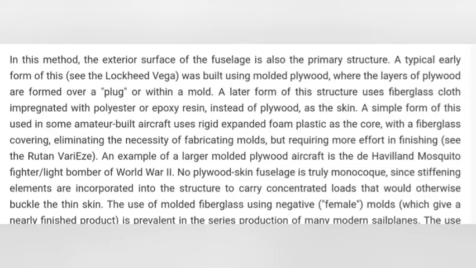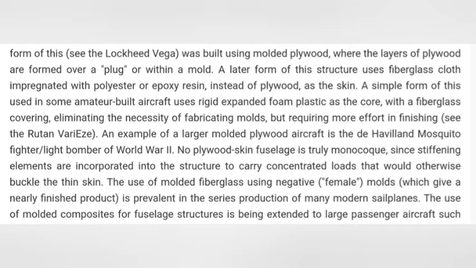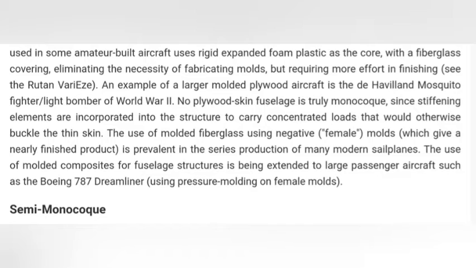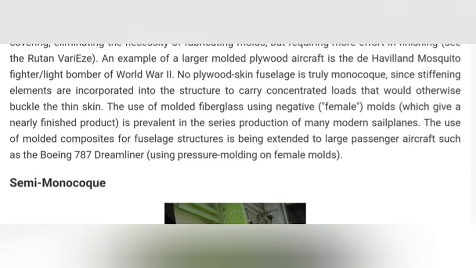A simple form of this used in some amateur built aircraft uses rigid expanded foam plastic as the core with a fiberglass covering, eliminating the necessity of fabricating molds but requiring more effort in finishing. An example of a larger molded plywood aircraft is the de Havilland Mosquito fighter light bomber of World War II. No plywood skin fuselage is truly monocoque, since stiffening elements are incorporated into the structure to carry concentrated loads that would otherwise buckle the thin skin.